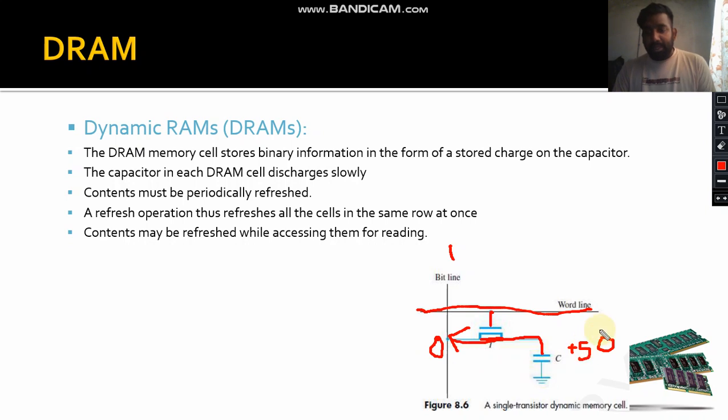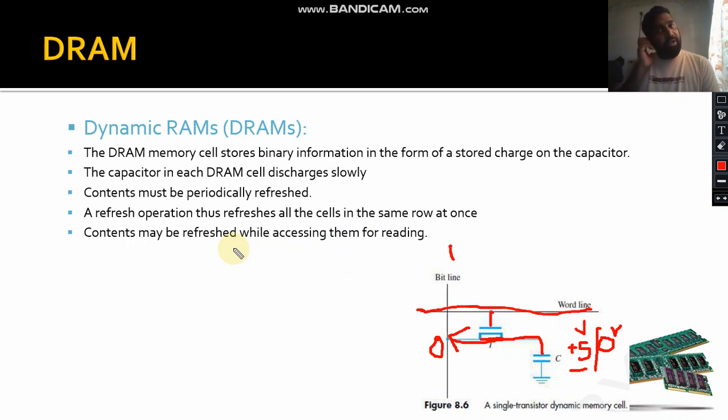Hence, the capacitor will hold either +5 volts or 0 volts, and the bit line or sense circuit will sense the charge in the capacitor, and the corresponding data is read. And the content is also refreshed when the data is read or written.